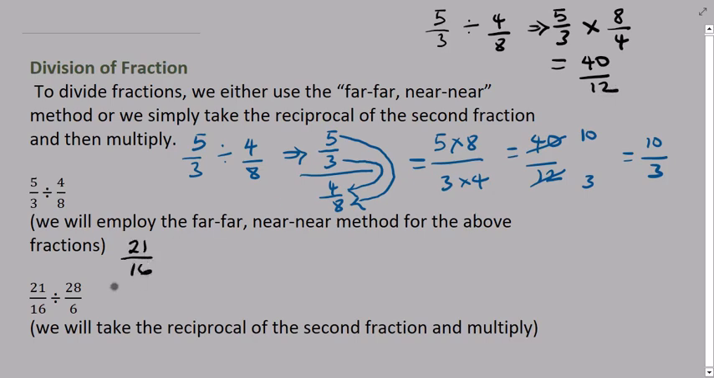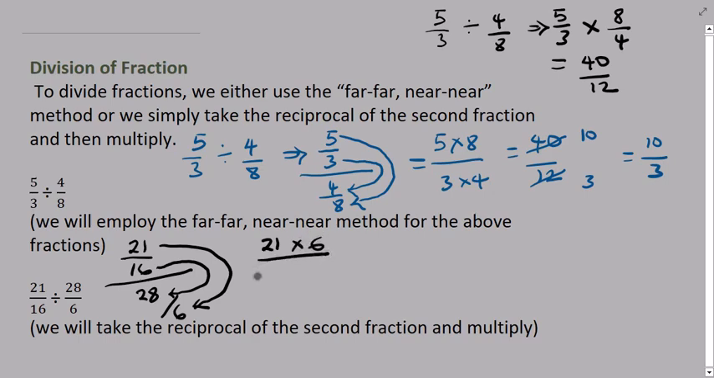Now 21 over 16 divided by 28 over 6. So FAFA, these are the farthest values, and the linear ones are the nearer values. So we have 21 multiplied by 6 all over 16 multiplied by 28. To do this, I will use the aid of a calculator. 21 multiplied by 6 gives 126 all over 16 times 28 gives 448. So this is our answer.